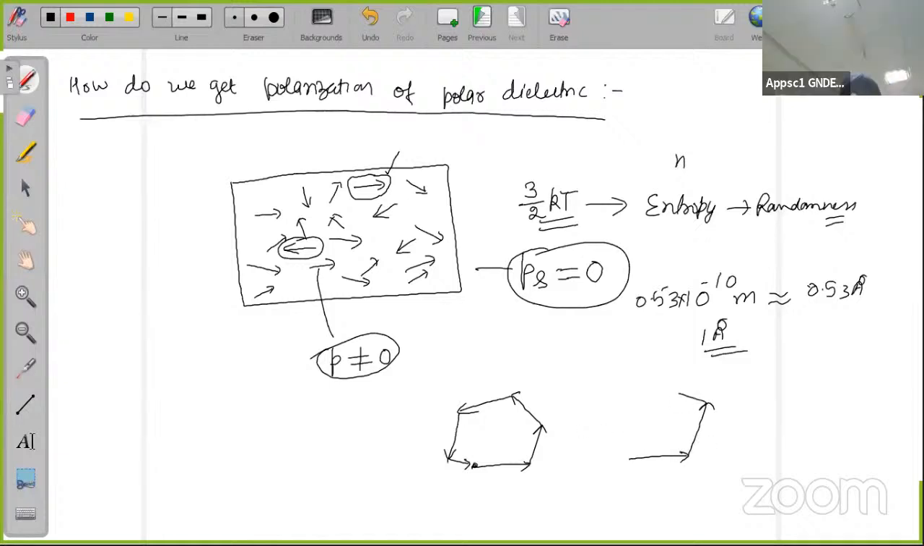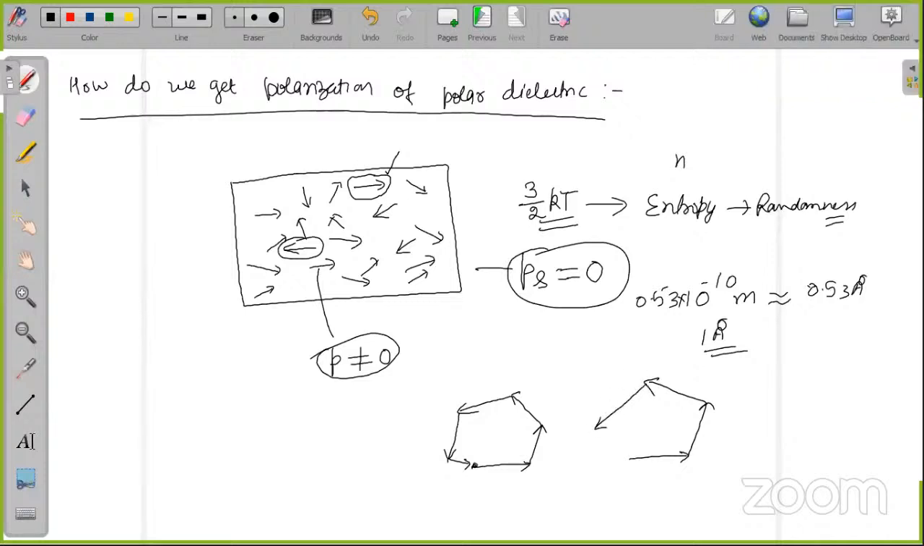If a closed polygon is not formed, then what will be the resultant of this open polygon? Non-zero. This is where you should get the answer by yourself. The smaller the number of molecules in a sample, the smaller the chances of closed polygons being formed.